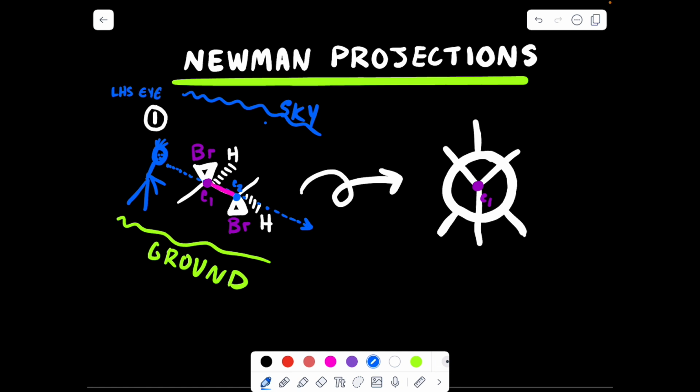On your person, you must draw in your arms as dashes and wedges. So if you stand to the left-hand side, so this was a left-hand side eye, now this is still a left-hand side person.